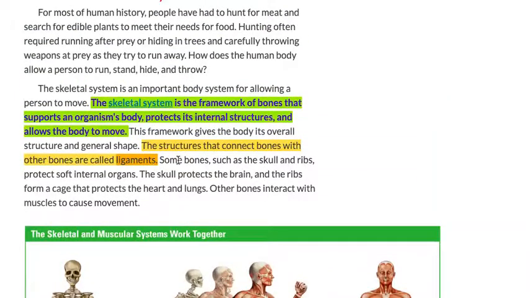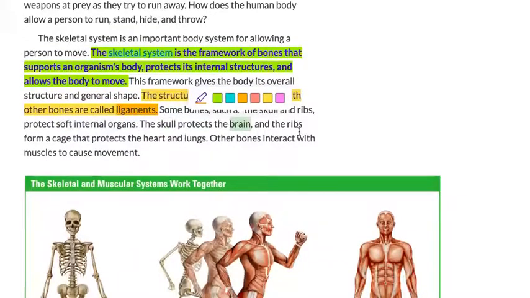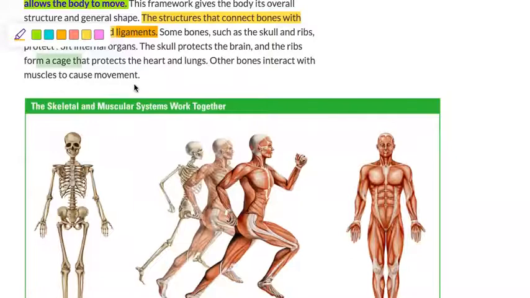Some bones though, such as the skull and ribs, protect soft internal organs. The skull, for example, protects our brain. The ribs form a rib cage that protects the heart and lungs. Other bones interact with muscles to cause movement.